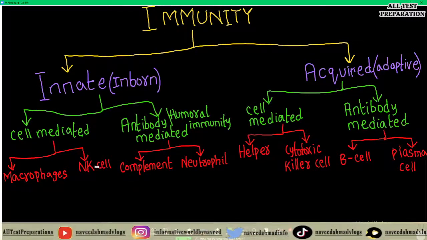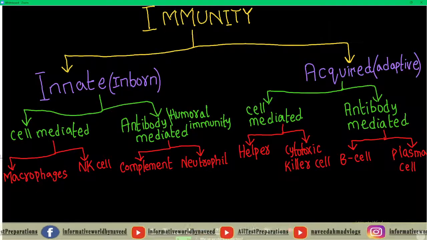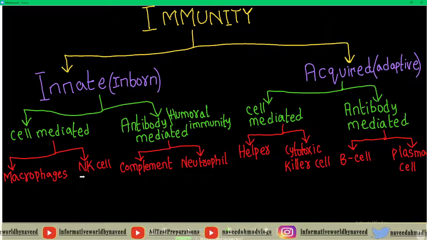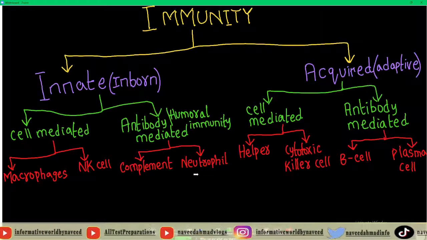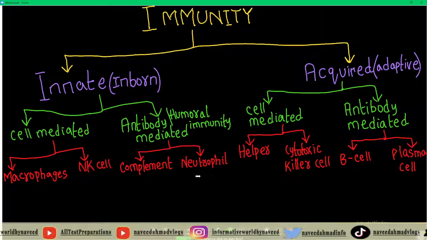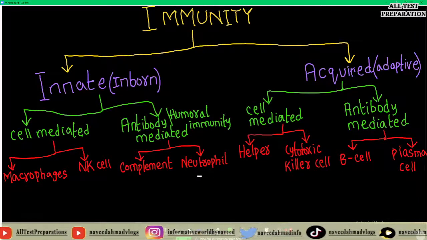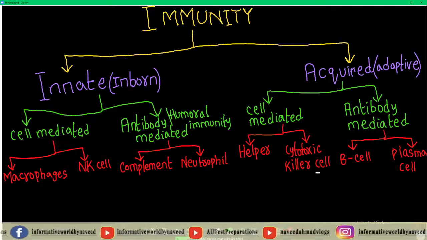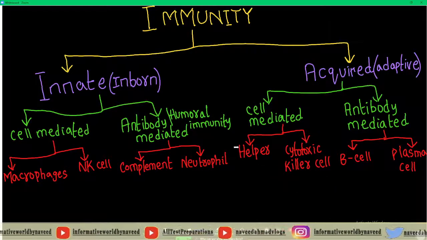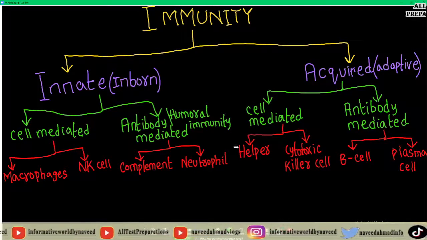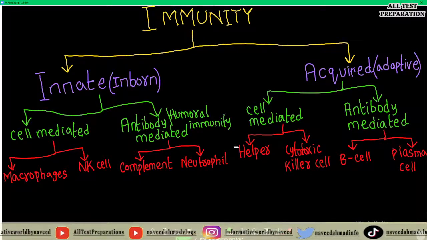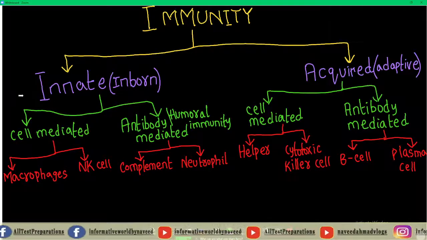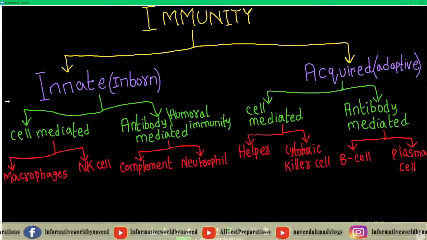We will also study these types of immunity when we discuss the lines of defense: the first line of defense, second line of defense, and third line of defense. As we know, macrophages, natural killer cells, complement and neutrophils are included in the second line of defense, so we will study these topics in detail there. Helper cells, cytotoxic or killer cells, B cells and plasma cells are included in the third line of defense, so we will discuss these four topics there. The first line of defense includes the skin and the mucous membrane, because when a microorganism enters the body, it first faces the skin and the mucous membrane. We will discuss this topic when we discuss the lines of defense.